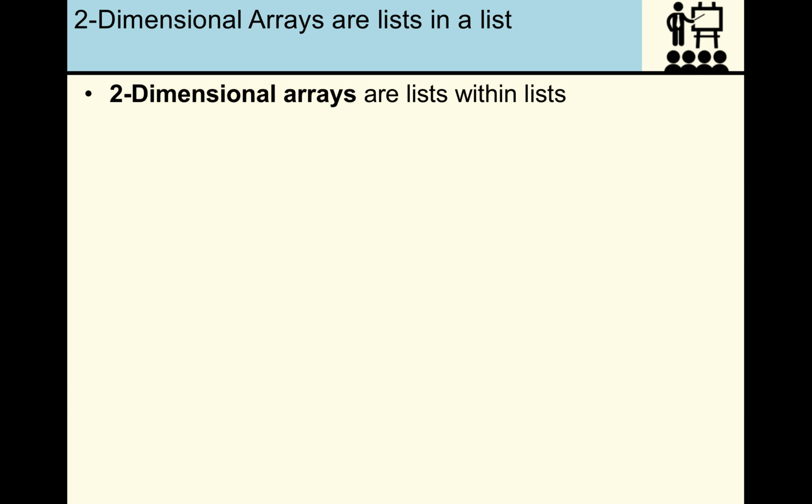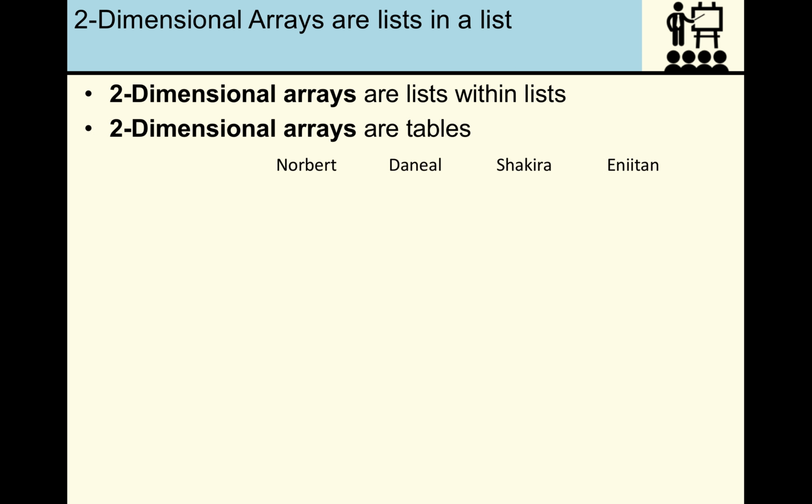A two-dimensional array is a list inside a list, and two-dimensional arrays can often be looked at as a table. Now, I'm just adding our player names here to help with the scenario. Imagine we've got Norbert, Daniil, Shakira, and Enitan, and they've sat 2 tests. In test 1, Norbert got 12, Daniil got 23, Shakira got 18, and Enitan got 15. In test 2, Norbert got 18, Daniil got 15, Shakira got 13, and Enitan got 16.